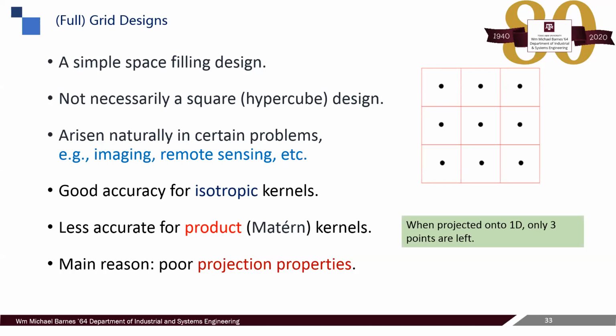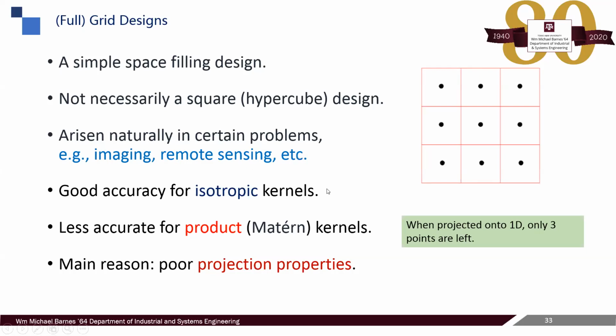However, for product designs, it's a different story. For product kernels, I mean product Matérn, because product Gaussian is the same as isotropic Gaussian, so there's no difference. For product Matérn, those designs are less accurate. One major reason is that those designs do not have good projection properties. Projection means once you consider the projection onto a one-dimensional space, you can see these 3 points overlap with each other. If I consider only the x-axis, right? If I project onto 1D, I only have 3 points. So that means I lose a lot of information.